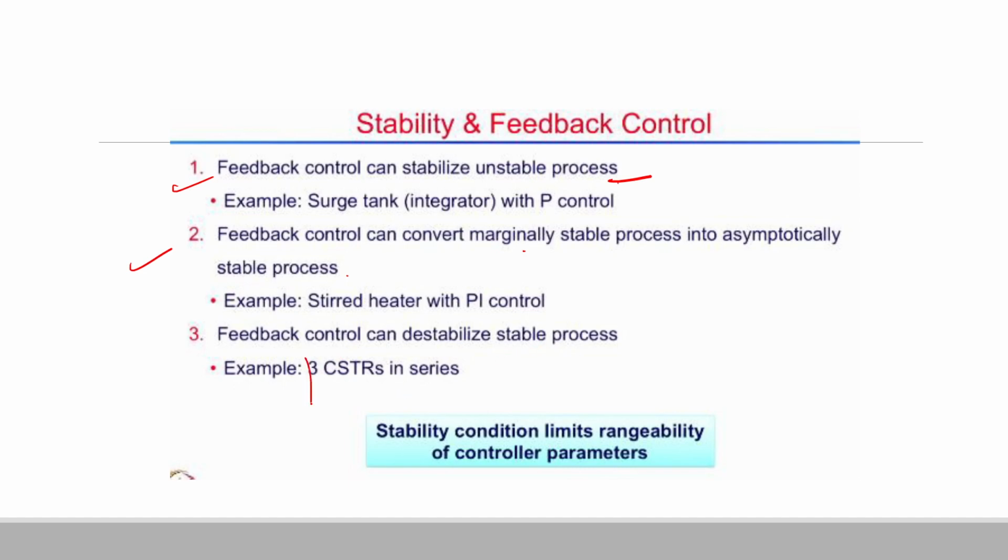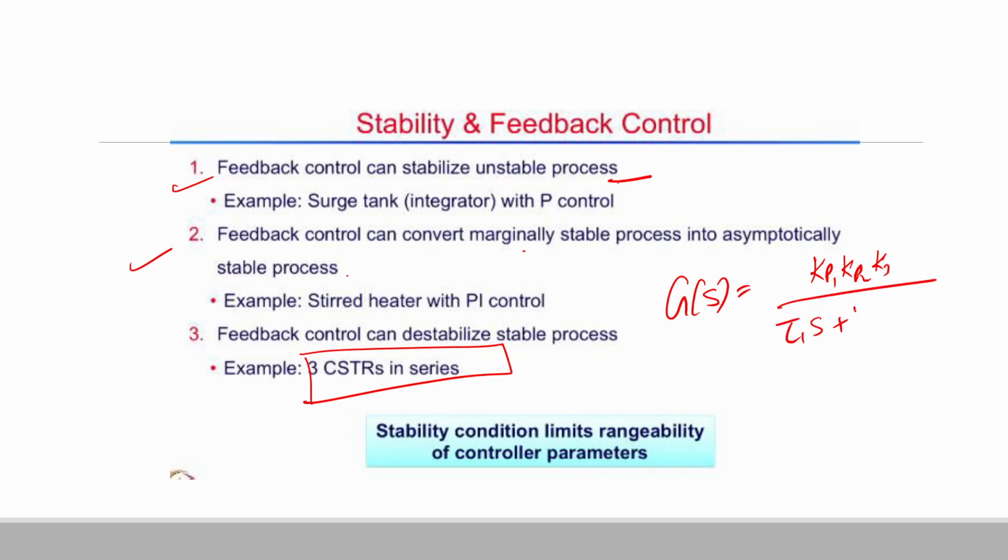So in class we studied about 3 CSTRs in series. Corresponding to that, if they are connected in series, then the transfer function would have been, let's say, Kp1, Kp2, Kp3 upon (tau1 s plus 1) whole cube. So this was the transfer function, and then if we use the PI controller, in the class sir had shown that for different values of the controller parameters, this system can become unstable. That is, feedback control can also destabilize a stable process. That is what you had studied.